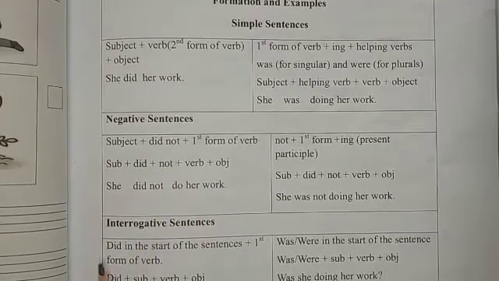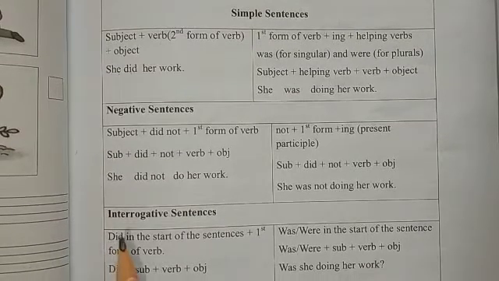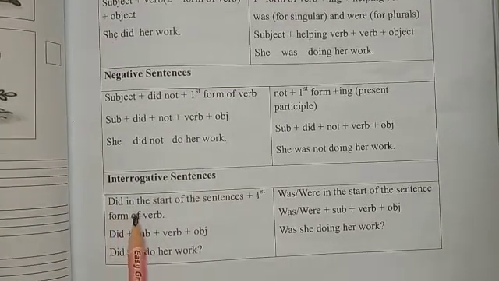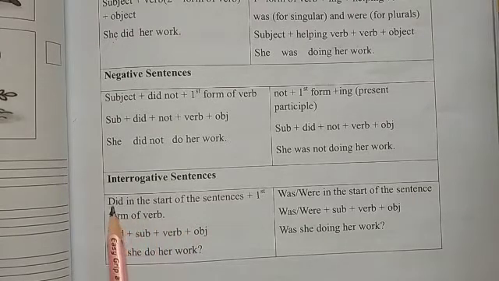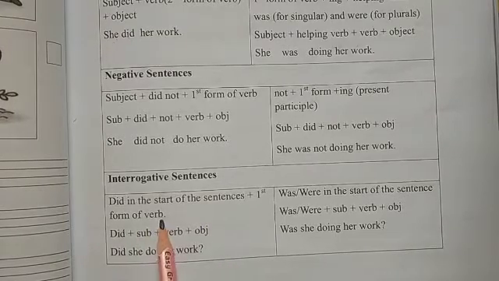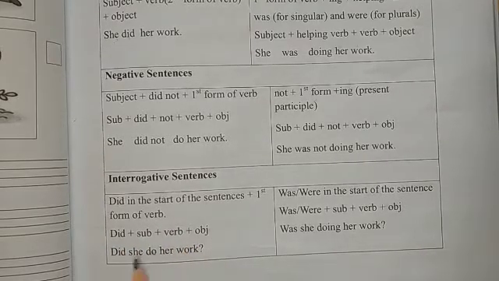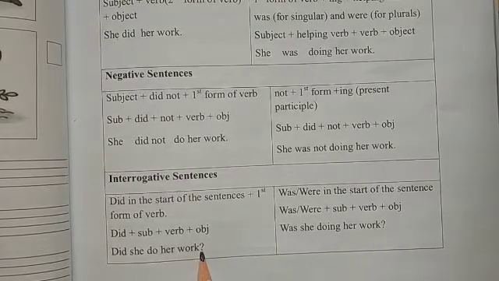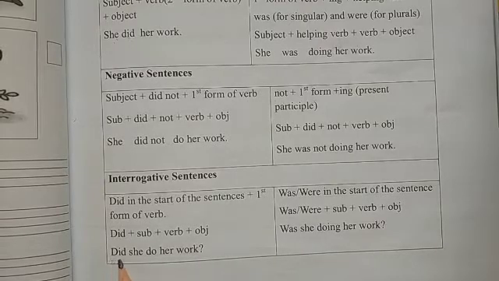And to make interrogative we simply write helping verb in start. Okay, when we write helping verb in the start it will become interrogative sentence. Did in the start of the sentence plus first form of verb. It's a formation of interrogative sentences of past tense. Did plus subject plus verb plus object. Okay, did she do her work, and at the end we'll put full question mark. Okay, did is helping verb, she do her work and question mark.